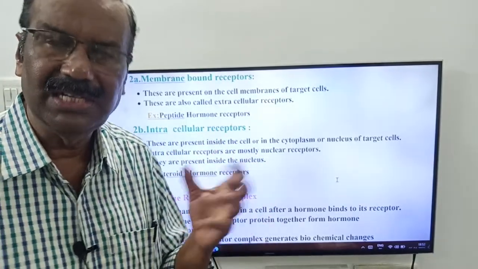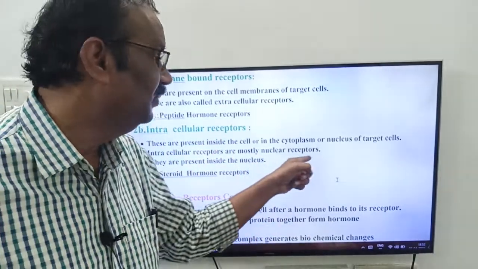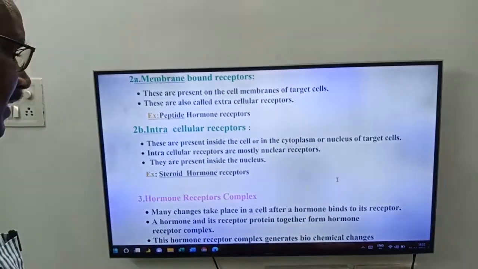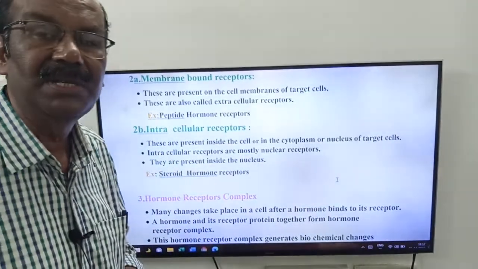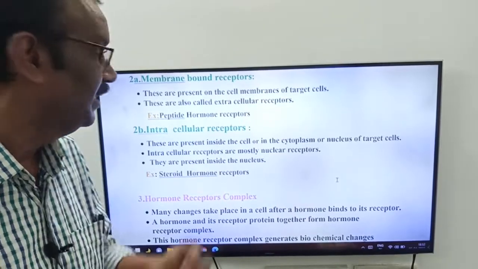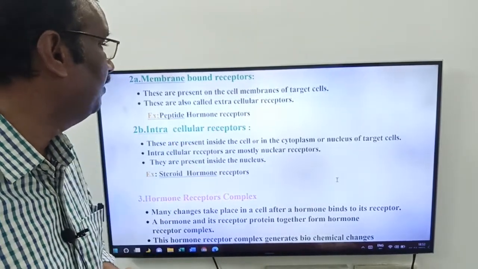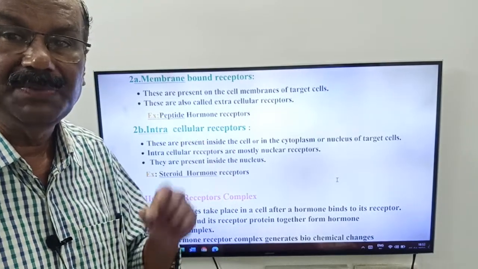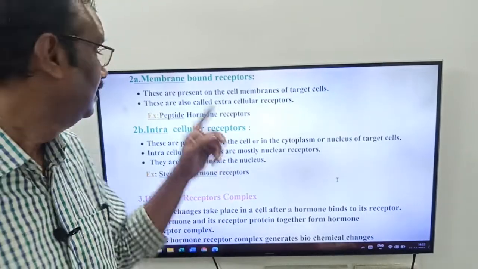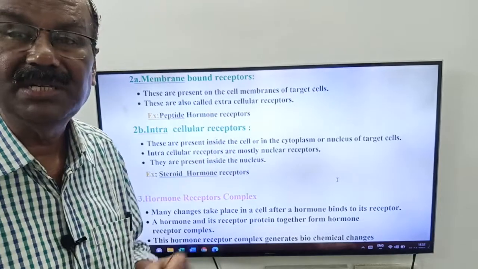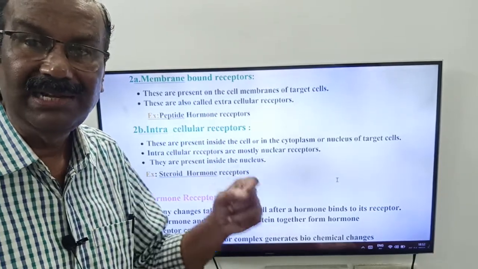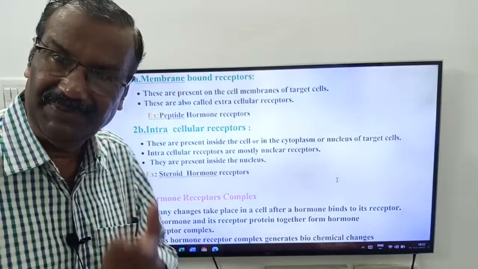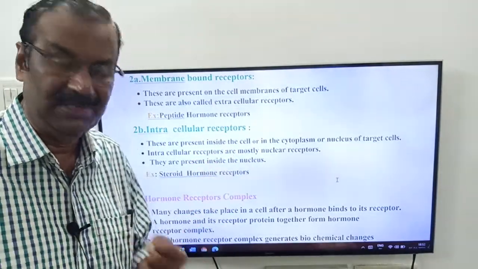The intracellular receptors are mostly what, friends? Nuclear receptors, because they are present in the nucleus. For example, receptors of the steroid hormones. Receptors of the peptide hormones are membrane bound receptors, for NEET and MSET, friends. Membrane bound receptors are the receptors of peptide hormones. Intracellular receptors are the receptors of steroid hormones. Okay, friends, that's about the receptors.